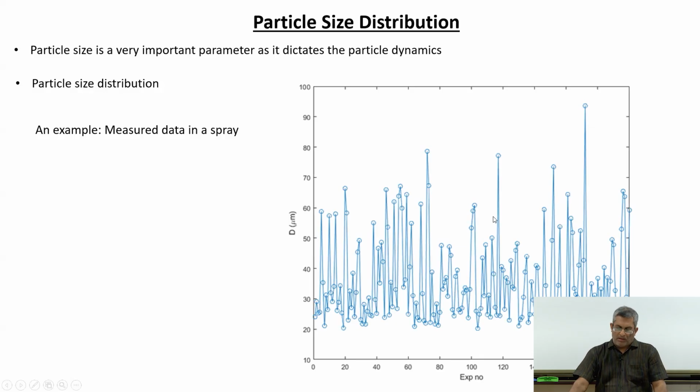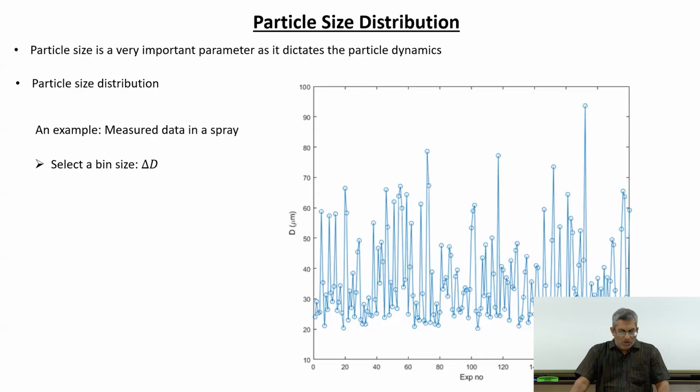At most you can understand that the particle size ranges between, let's say, 20 micron to say 90 micron. But if I ask you how many particles we have, or do we have more particles between say 20 and 40 micron compared to 60 and 80 micron, it's difficult to understand from this. So how should we present the droplet size data in this case? So we need to divide the particle size range into a number of bins by selecting an appropriate bin size, let's say that is delta D.